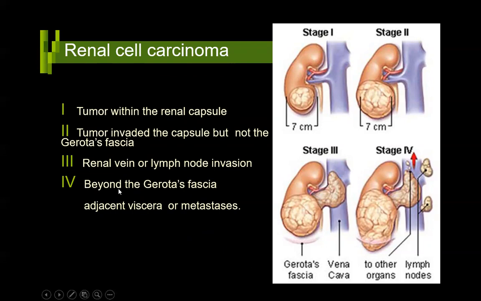Sorry, it's going to be stage 4. If it goes into the renal vein, like the one you saw earlier, or it has metastasized to the lymph nodes in the para-aortic region, then it's going to be stage 3.